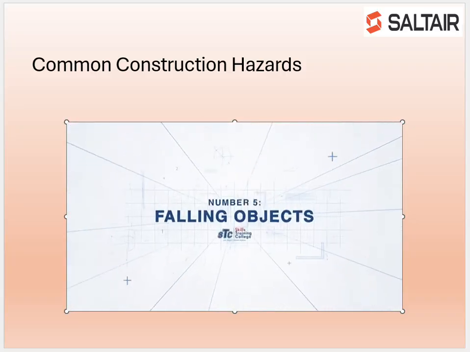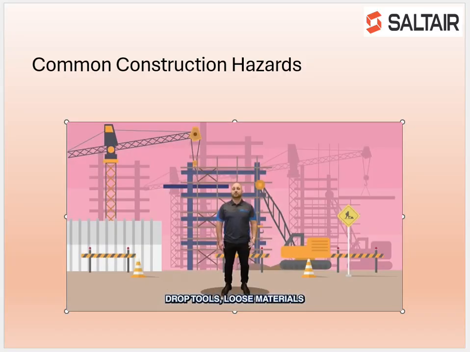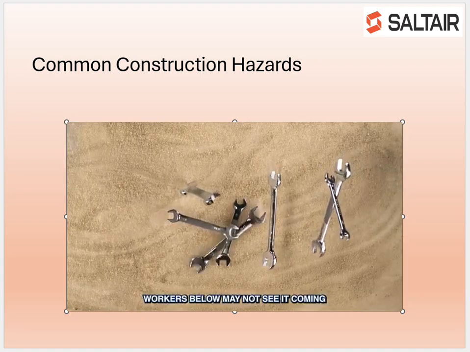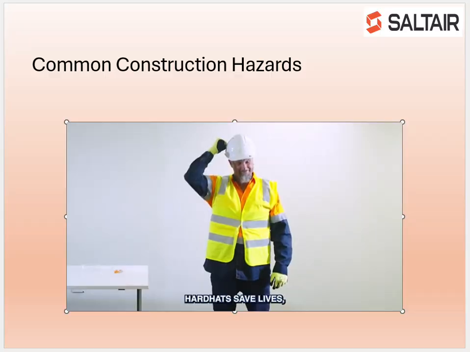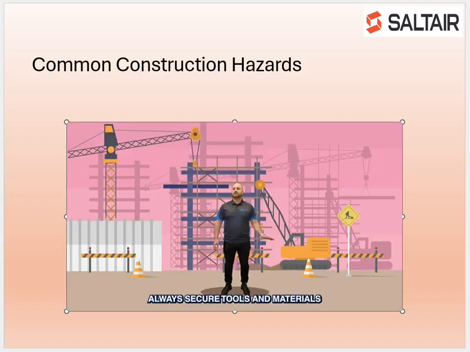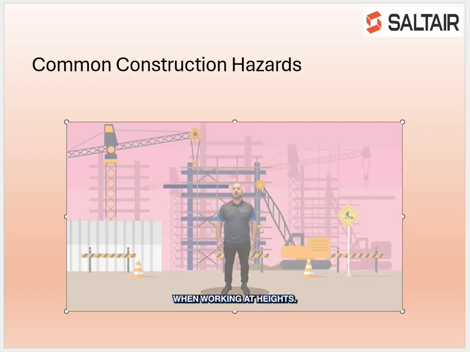Number 5, falling objects. Dropped tools, loose materials, or unsecured equipment from above can fall and cause serious head injuries. Workers below may not see it coming until it's too late. Hard hats save lives, but preventing the fall in the first place is even better. Always secure tools and materials when working at heights.